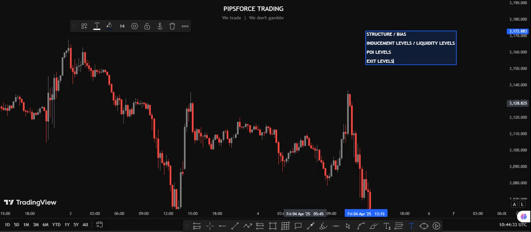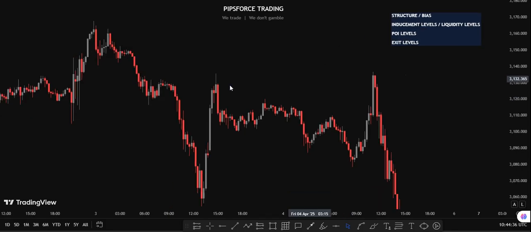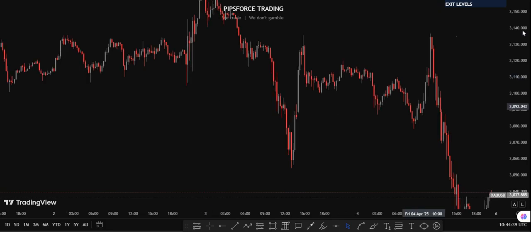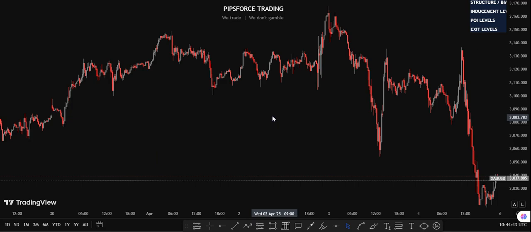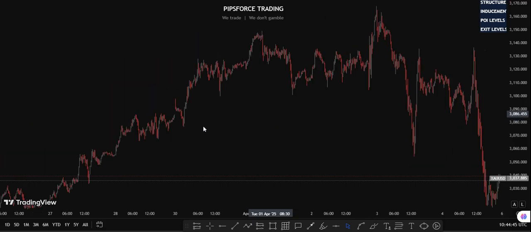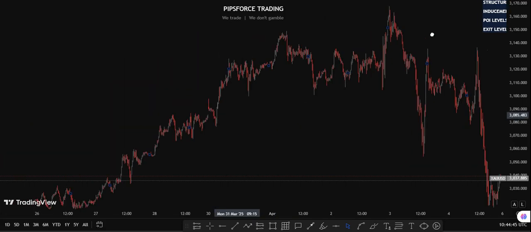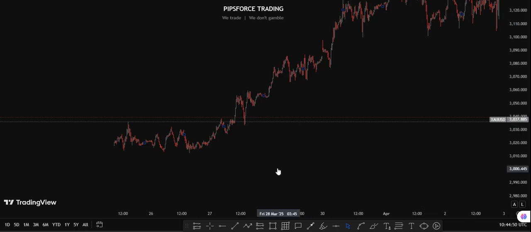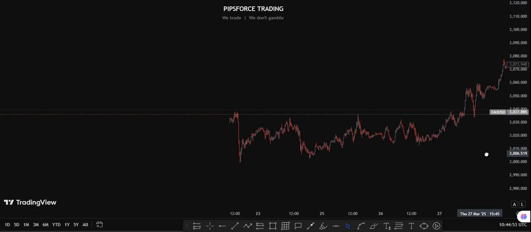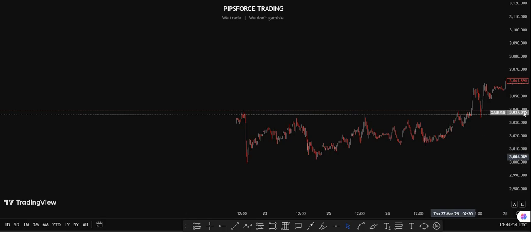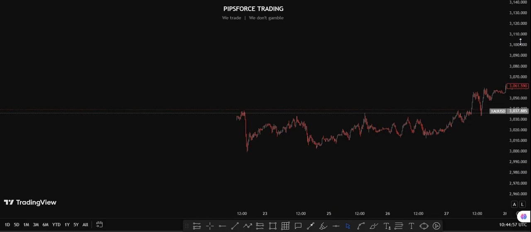So let's apply this one after the other in this particular chart analysis. This is gold. So let me go to the previous data so we can see where we are heading to, right? So let's use here, for example.